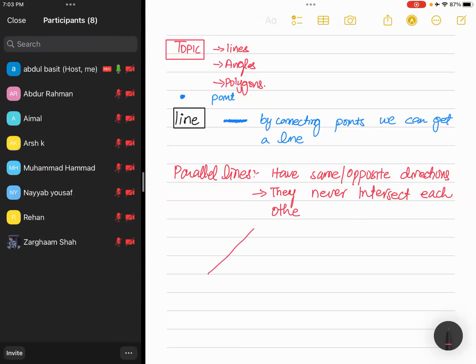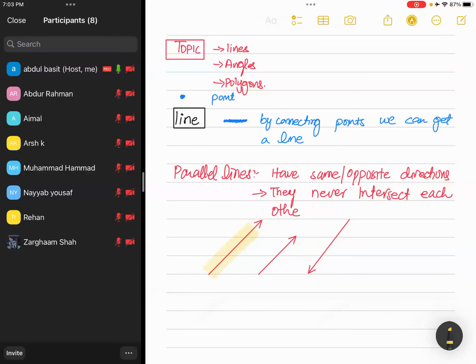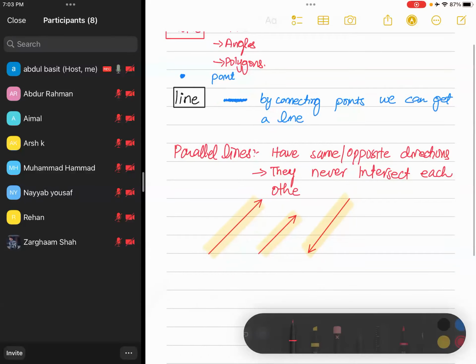For example, you can see that this line is traveling in this direction. This line is also parallel to this one. Now you can see that this line is also parallel to these two, but the direction is opposite. So remember that parallel lines have the same direction. They can have the opposite direction as well, because they both will never intersect each other. Do you agree with me or not? Yes, yes.